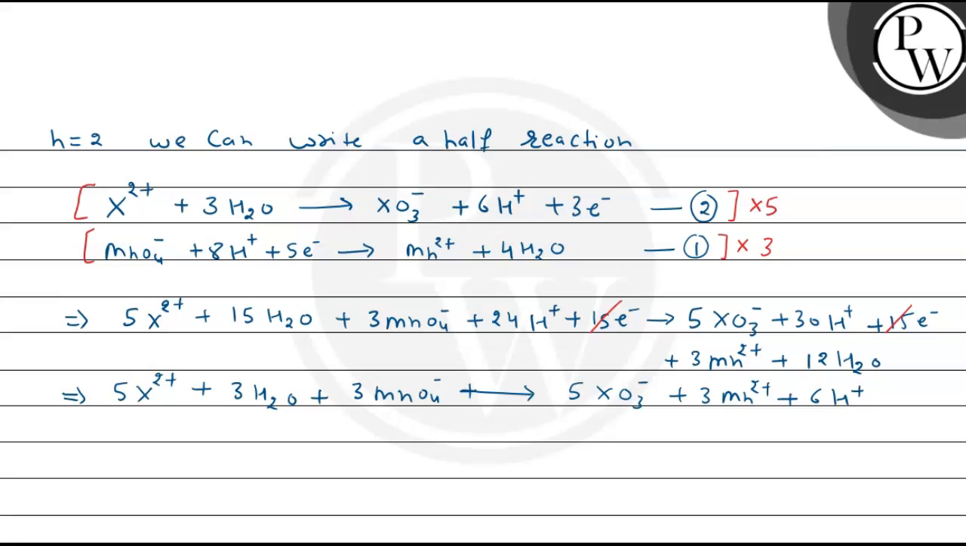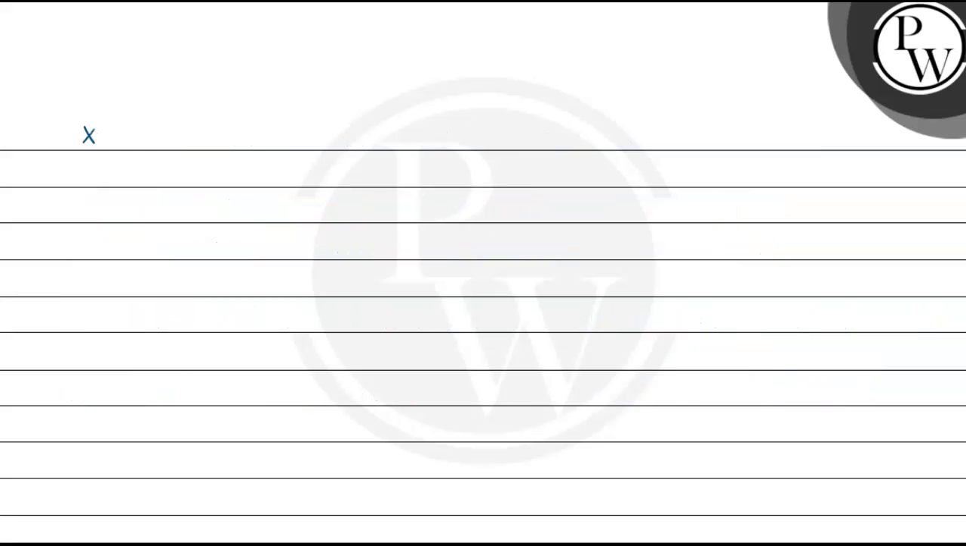Now we are moving to the next part of our question, and it is the calculation of atomic mass. As we can see in this case, the value of n is 2, so X2 positive is getting converted into XO3 negative. Here the oxidation state is plus 2, and here the oxidation state of X is plus 3. So from here we find the change in oxidation state, and it is equal to 3, which is the value of n. So from here we can find out the atomic mass.